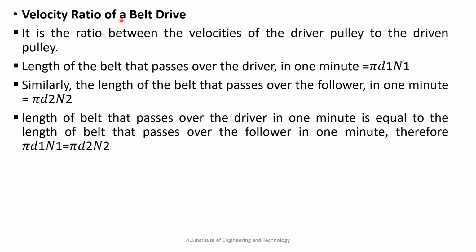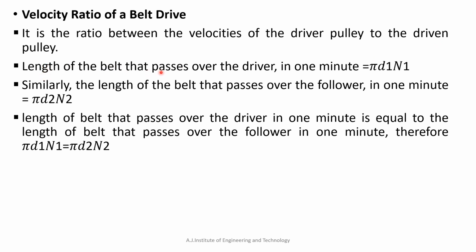Next, the velocity ratio of a belt drive. Velocity ratio is similar to that of gears. We already studied velocity ratio in gears, but we still study the velocity ratio of the belt drive. It is the ratio between the velocity of the driver pulley and the driven pulley, so the velocity ratio is driver to driven. In a gear drive also, the velocity ratio is driver to driven, and the train value is driven to driver. So here the velocity ratio of the belt drive is the ratio of the velocities of the driver pulley to the driven pulley.